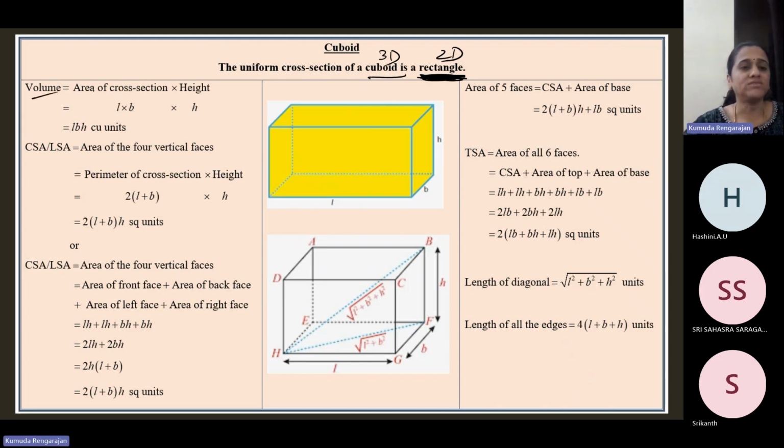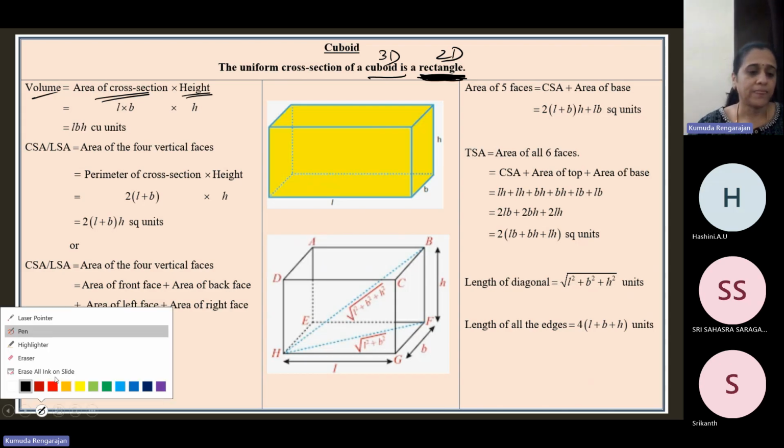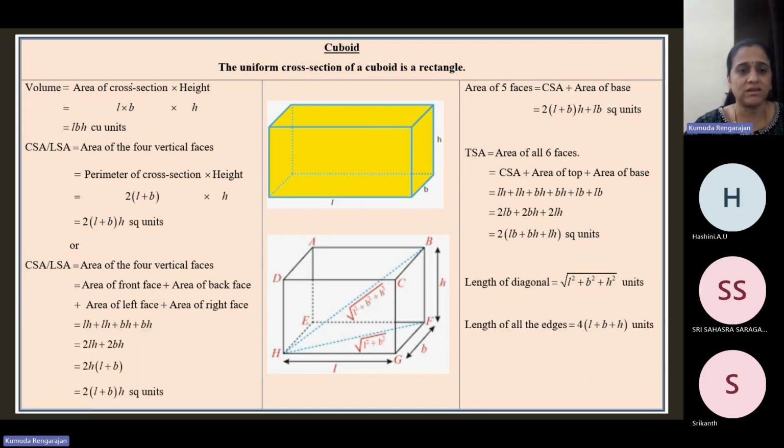Okay, so volume is area of the uniform cross section into height. So cross section is a rectangle. Cross section of a cuboid is a rectangle. Area of the rectangle L into B. Height is H. So LBH is the formula to find the volume of a cuboid.